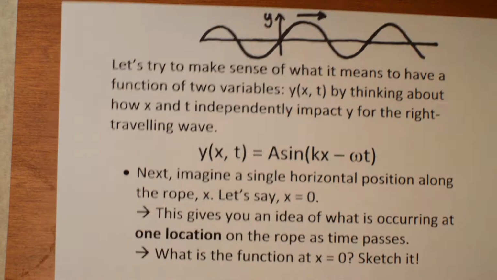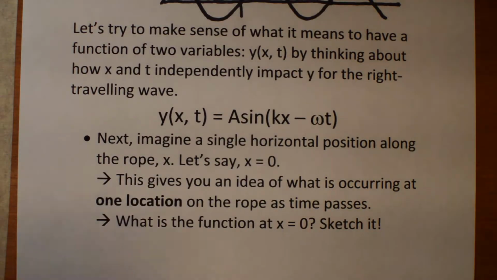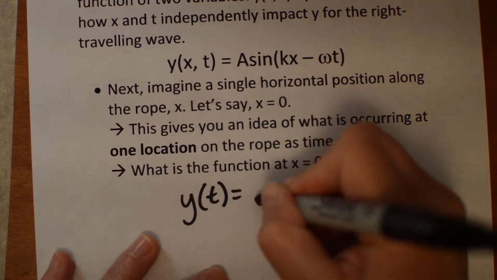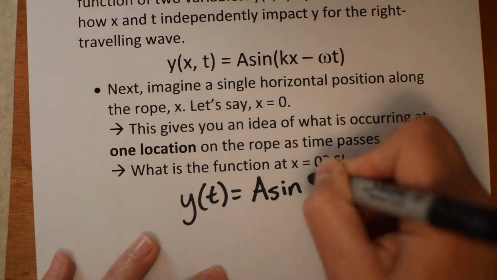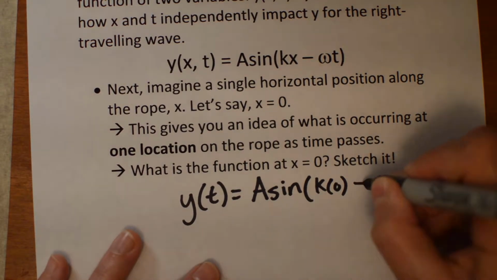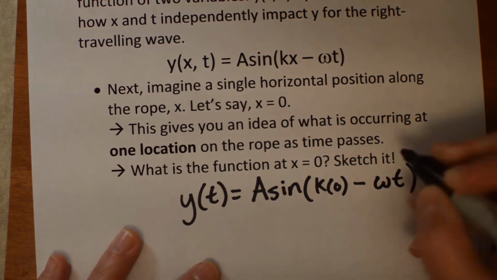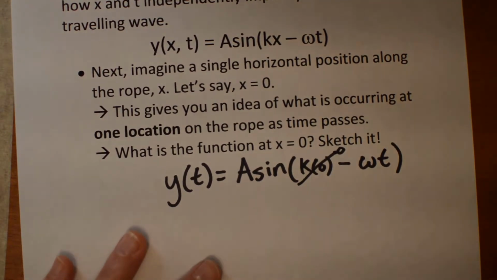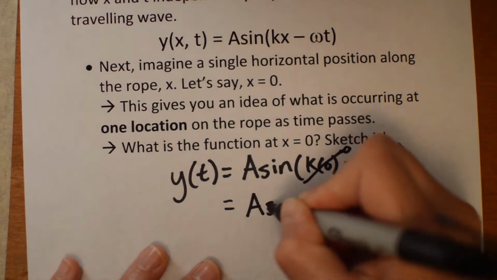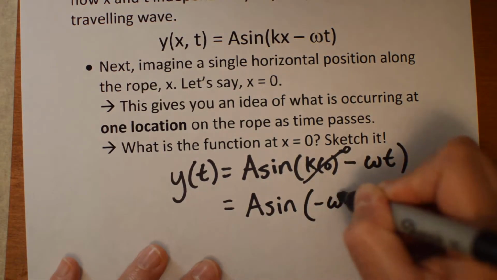Let's see if that actually works out here. So we're going to pick x equals 0. It's a nice simple position. Then y is becoming just a function of time. And it'll be a sine of k times x, which is 0, minus omega t. That whole term is gone because it's multiplied by 0, the k there. So I get just a sine of negative omega t.